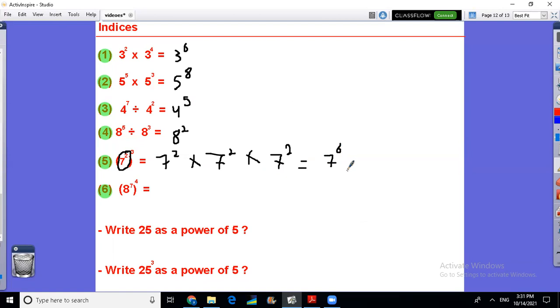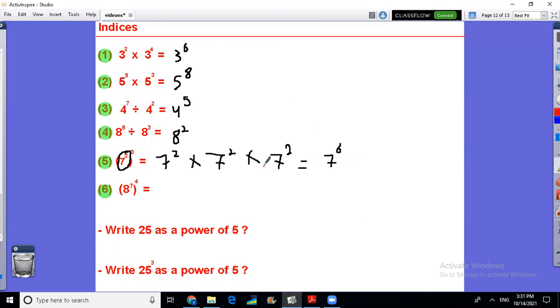Mister, do I have to do it this way? No, you don't have to. This is just to explain to you how it works so that it makes sense to you. But actually, what you can do is multiply the powers by themselves, like this. 7 squared to the power of 3, just as 3 times 2 is going to be 6, so it's 7 to the power of 6.